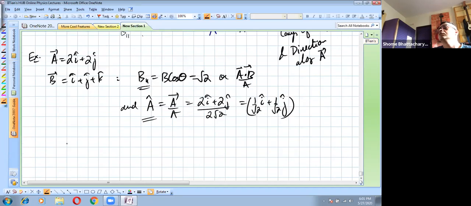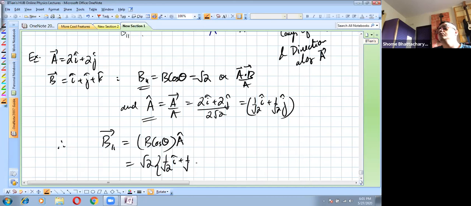So therefore, expressed as a vector, the parallel component is how much? It is just B cos theta, the magnitude amount, multiplied by the unit vector along A. So just substitute. This had come out root 2, and this is 1 by root 2 i cap plus 1 by root 2 j cap. So this is coming out to be i cap plus j cap.